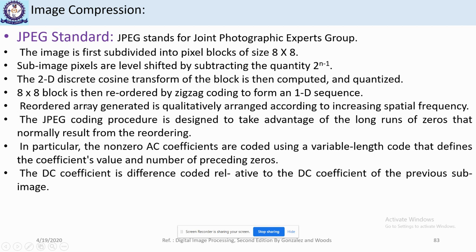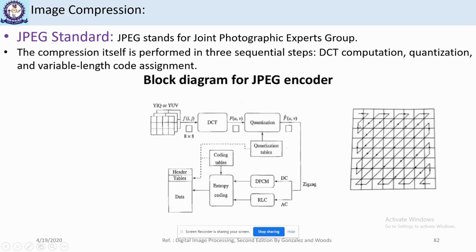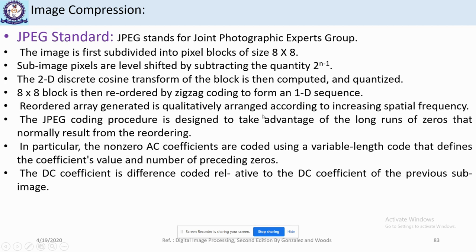Then a reordered array is generated, arranged according to increasing spatial frequency. We have already discussed that this will be the first element and this will be the last element. So this is generated in increasing spatial frequency order. That means the first element will be the DC coefficient and the last elements will be high frequency elements in the 1D array.